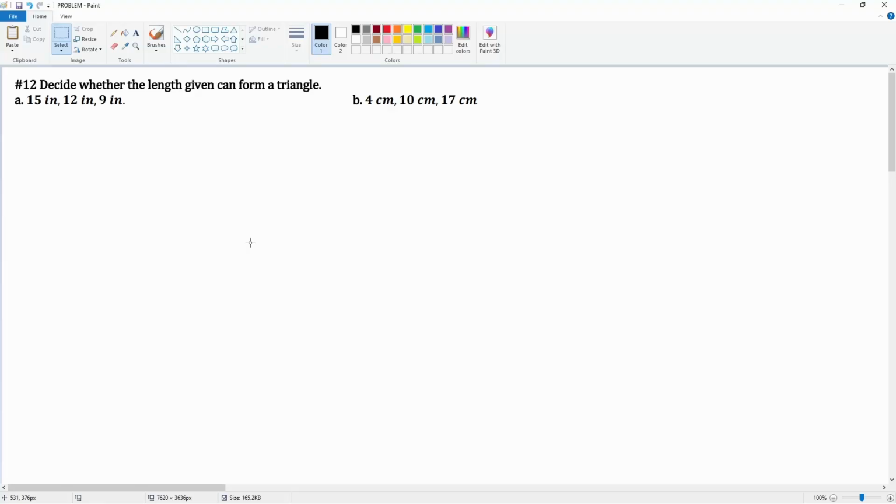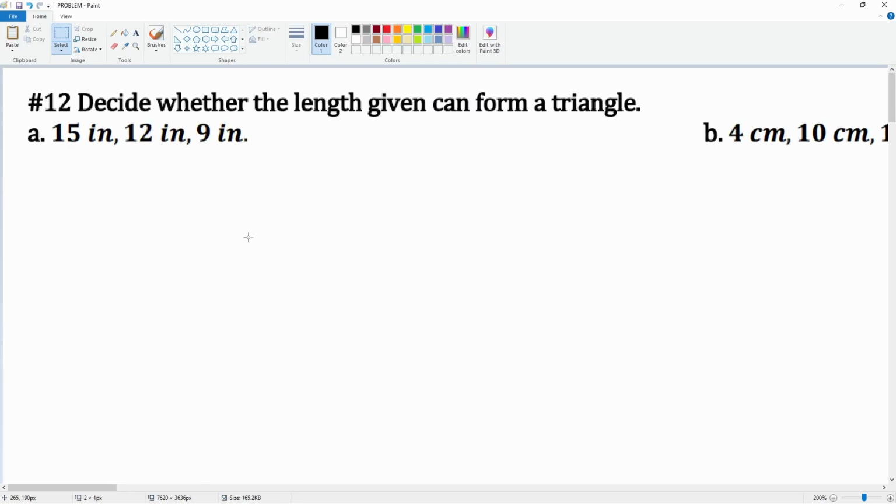Section 4, number 12, you're going to decide whether the lengths can form a triangle. There is a rule for the triangle, okay? It is that the short plus the short, these are all referring to the sides, of course. If you add the two short ones together, it has to be greater than the long side, all right? This has to hold true.